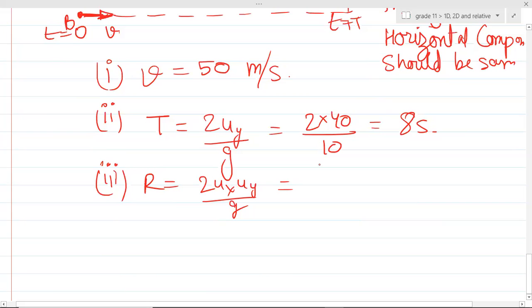Does anyone remember these formulas? Tell me whether I discussed these formulas or not. If I didn't discuss it, then it's a different thing. But if I have discussed it, then at least remember that yes sir, we have studied it. Should it be root 2 U by G? These formulas are really catching up to me, sir.